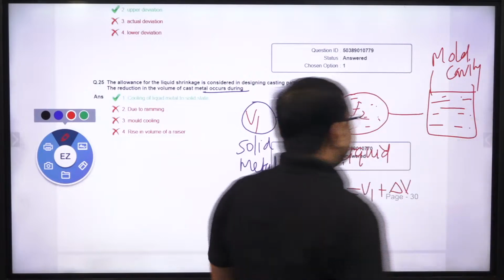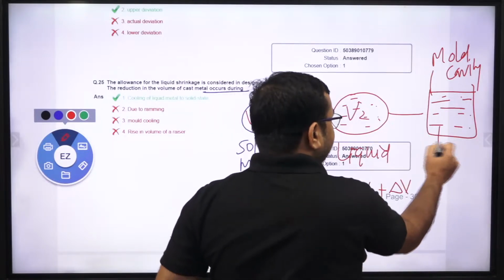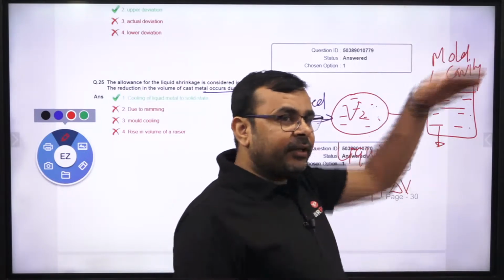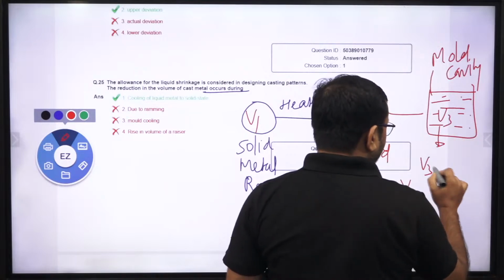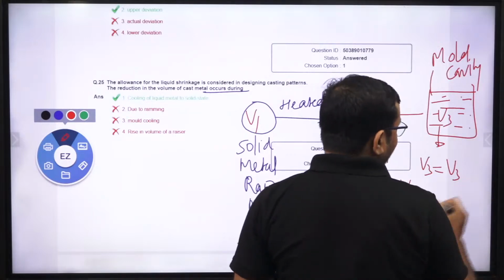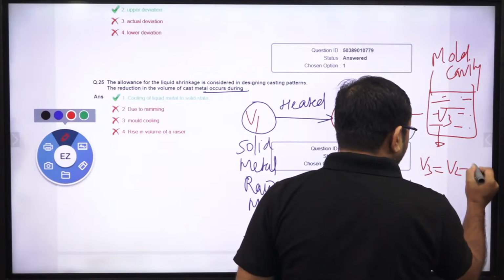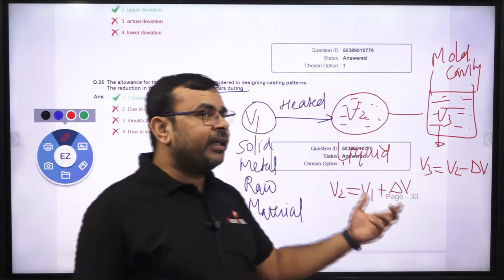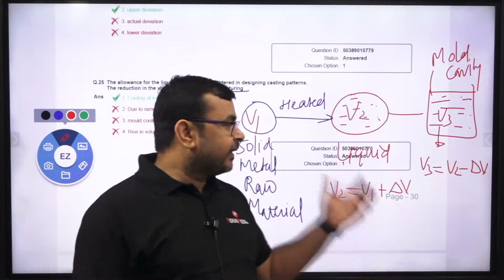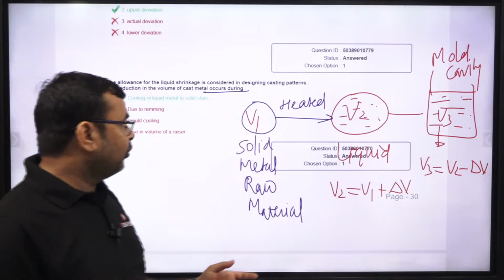This is the mold cavity. If you pour this molten metal into the mold cavity, then during solidification from liquid to solid, the volume gets reduced. Let's say this is V3. So can I say V3 is nothing but V2 minus delta V? Some amount of the material, some volume of the material, gets shrunk. Is that clear?